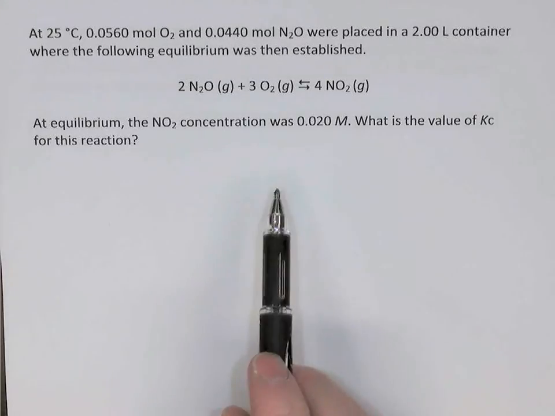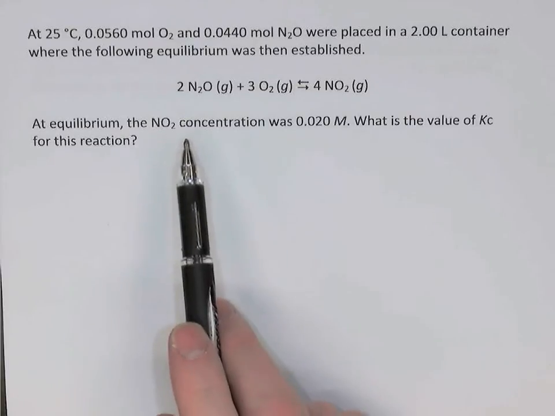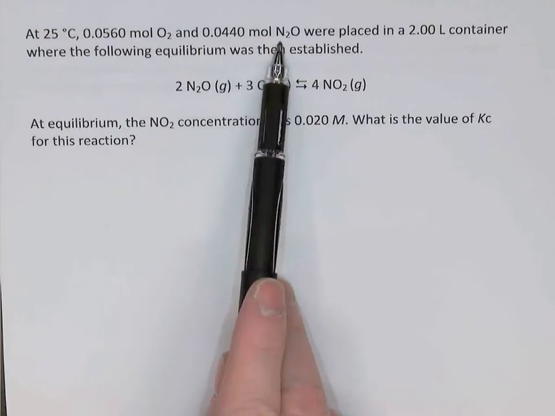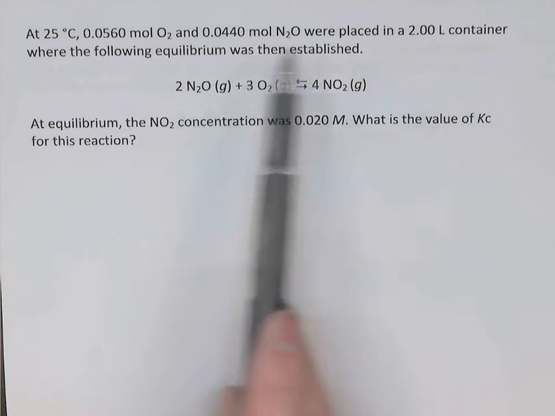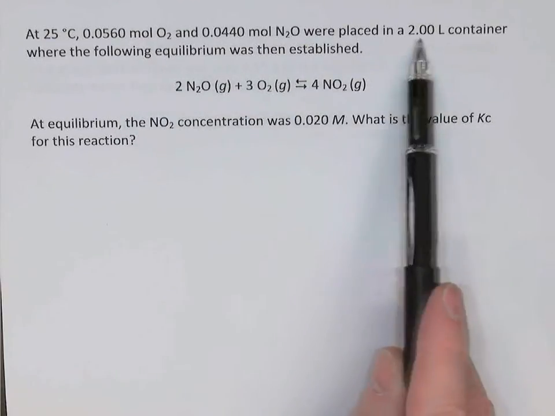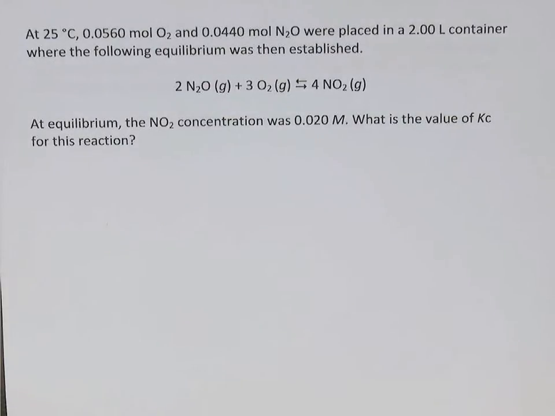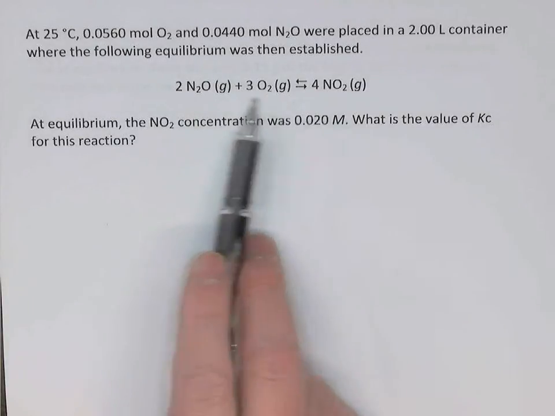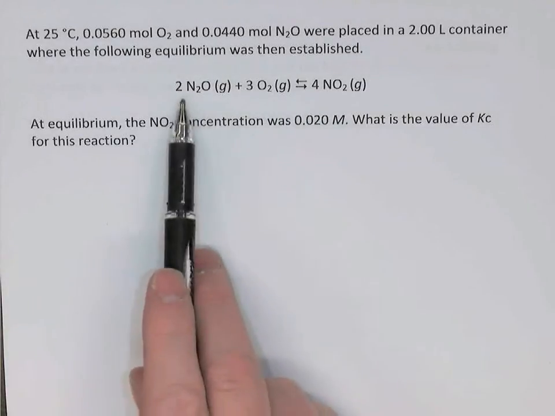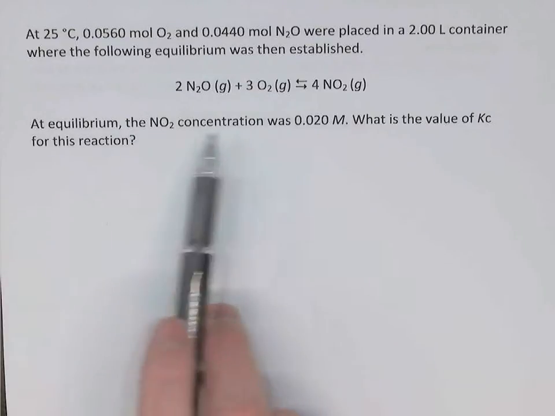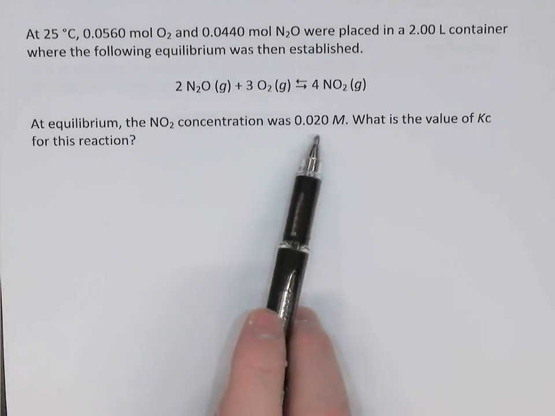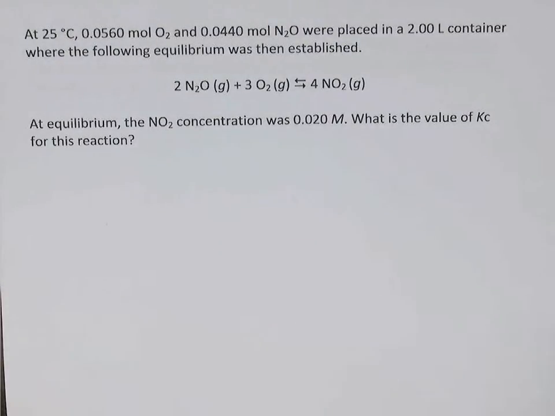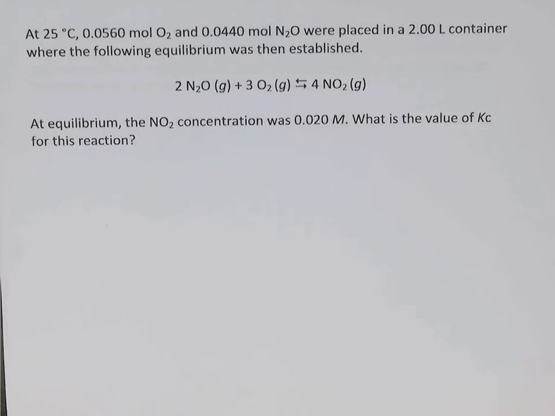This question is one that is not very difficult. We're given some information about initial conditions. At 25 degrees, some oxygen and N2O are placed in a 2-liter vessel. I notice that we're told moles and we see a volume, so immediately I'm thinking about molarities. And we've got this rather nasty-looking equilibrium, nasty in the ratios 2 to 3 to 4. At equilibrium, the NO2 concentration is found to be 0.02 molarity. What's the value for Kc? Pause the video and see if you can set that up and solve.